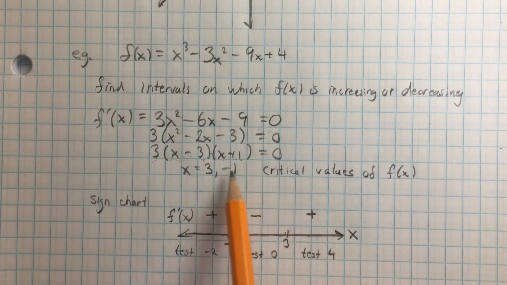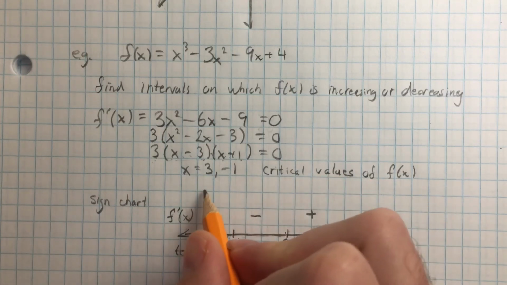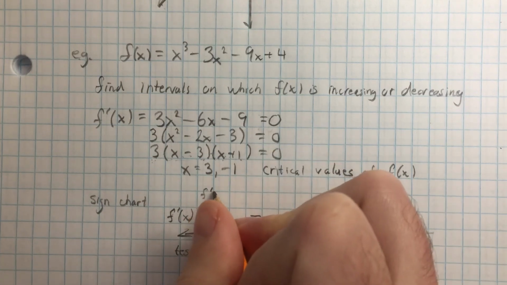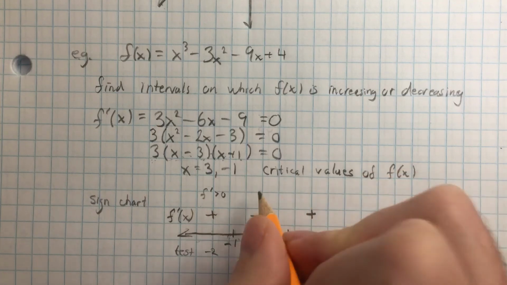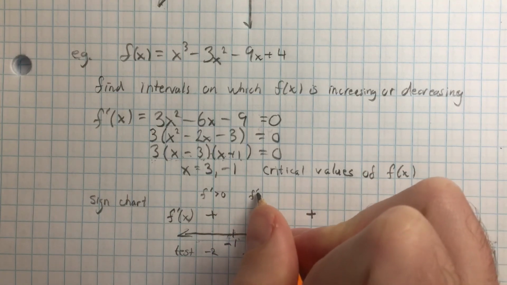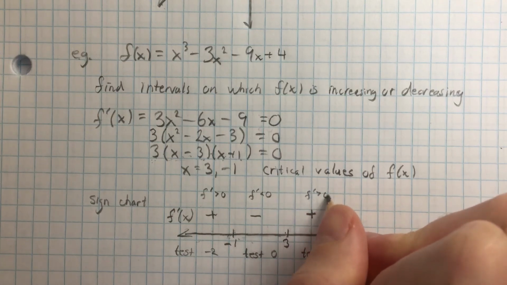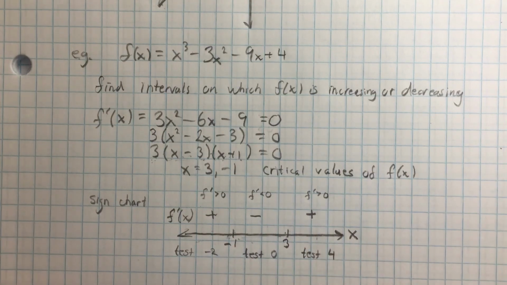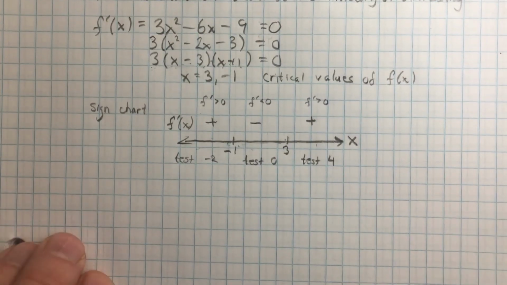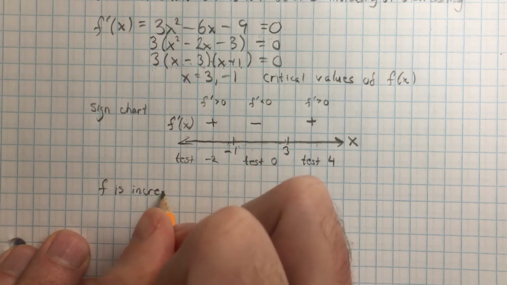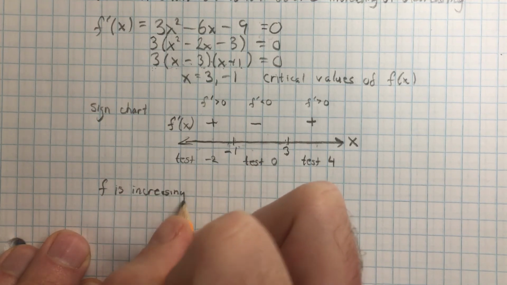So you see how just using the critical values on this sign chart helps us to solve the inequalities. So we see that the first derivative was positive, the first derivative was negative, and the first derivative was positive. Therefore, that infers to us that this particular function f is increasing on 2 intervals.